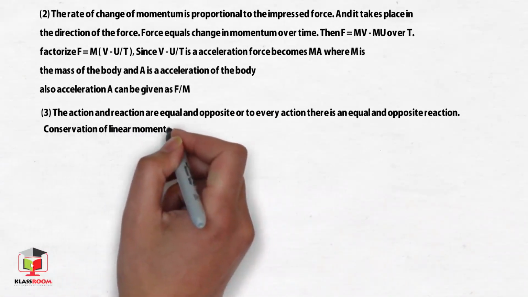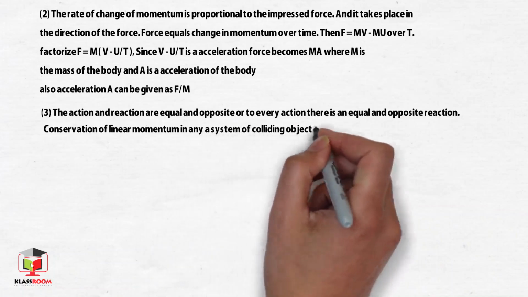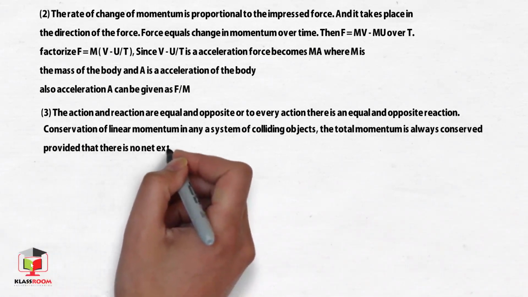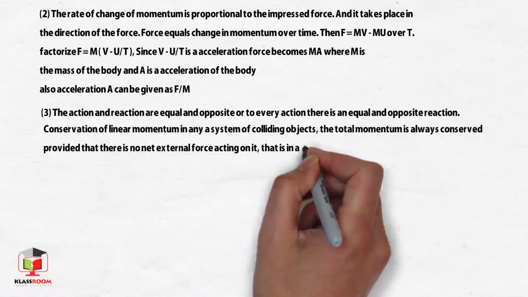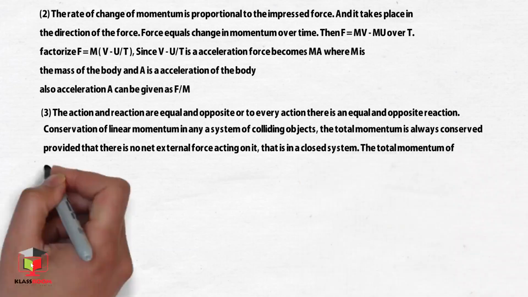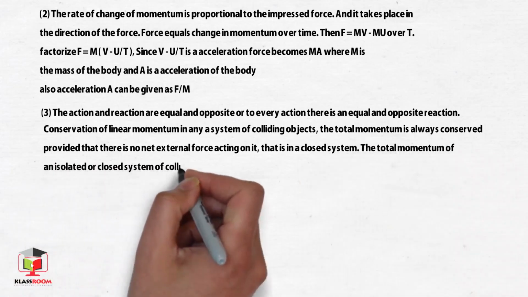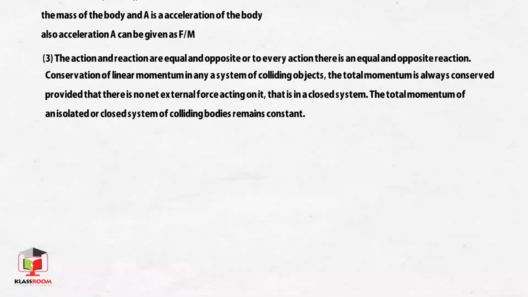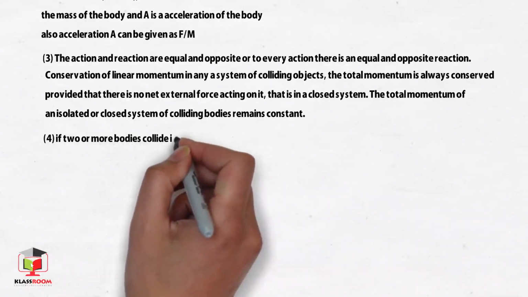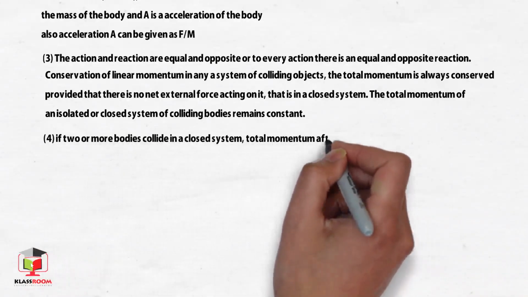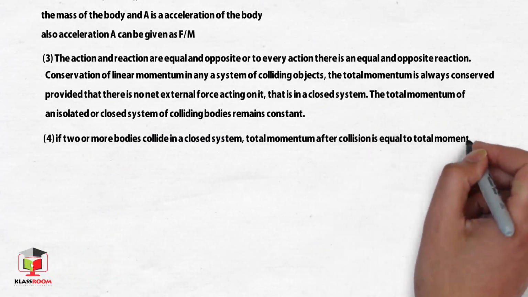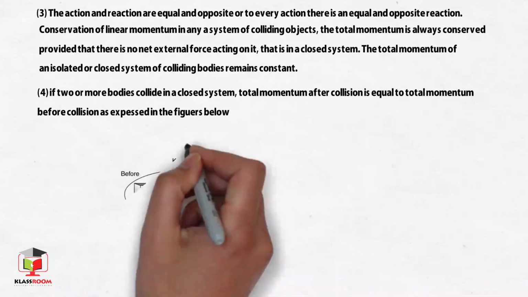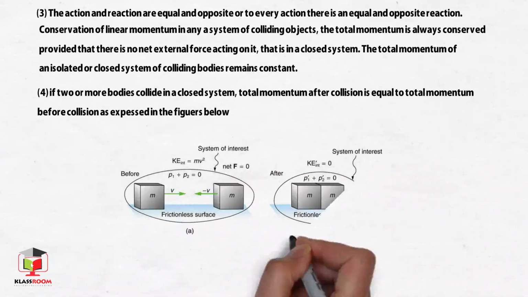Conservation of linear momentum. In any system of colliding objects, the total momentum is always conserved, provided that there is no net external force acting on it, that is, in a closed system. The total momentum of an isolated or closed system of colliding bodies remains constant. If two or more bodies collide in a closed system, the total momentum after collision is equal to the total momentum before collision, as expressed in the figures below.